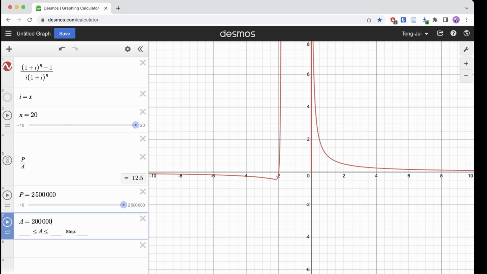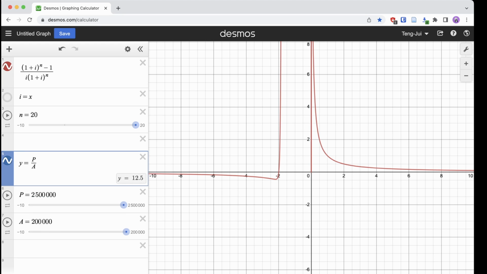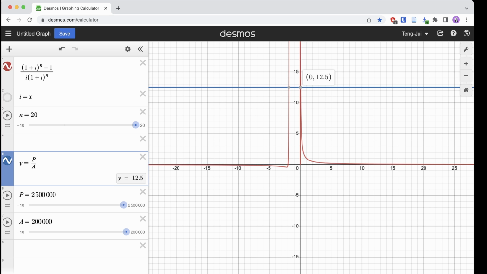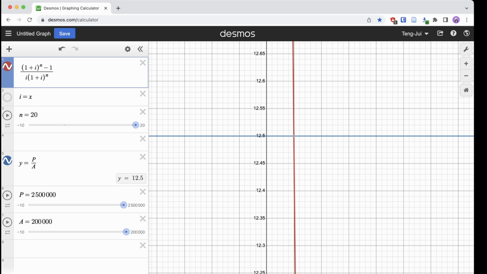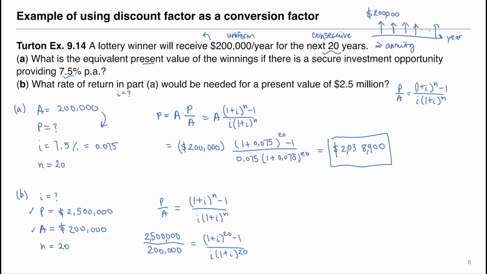Okay. Now we have P over A and the discount factor expression. I want them to intersect, so y equals that. We'll generate a line that intersects both of them. Then we find at the intersection that I is equal to 0.0496. And therefore, we have the annual interest rate of I equals 0.0496. And if we want to write it in terms of percentage, it is 4.96%.